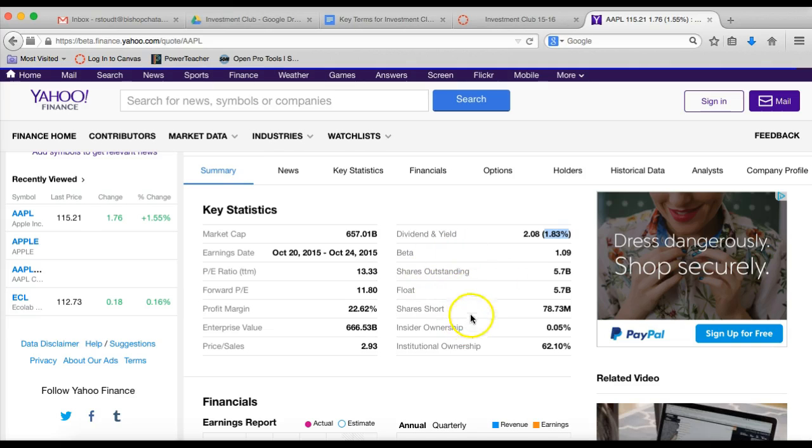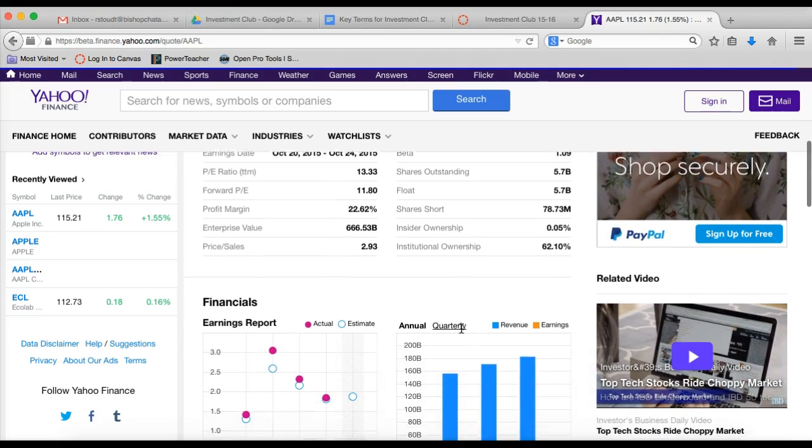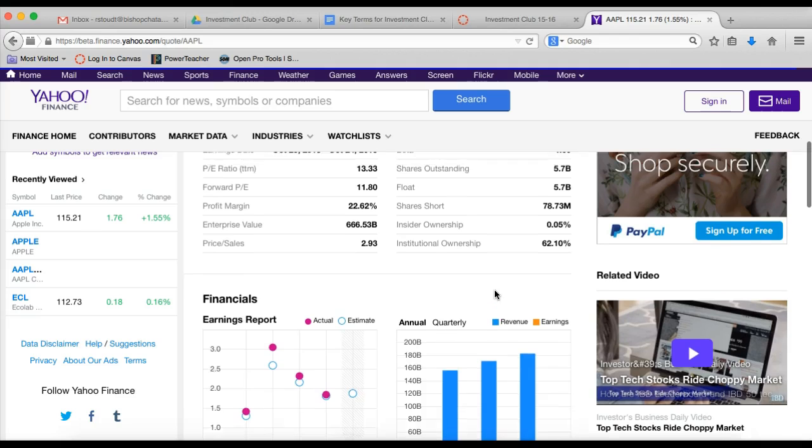A bunch of other stuff on here. Shares outstanding, I already talked about. Shares short. There's a bunch of other stuff in here that you don't really need to know for the game. Insider ownership, this is how much of the company is actually owned by employees. Institutional ownership, how much of it is owned by mutual fund companies. So that's kind of important to know.